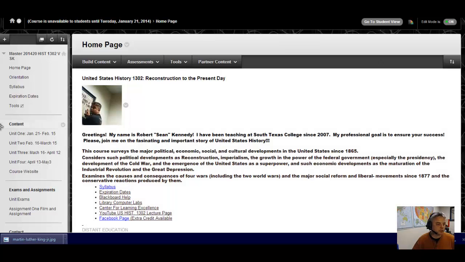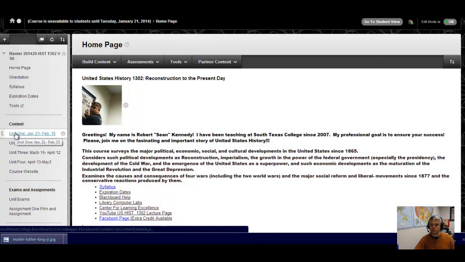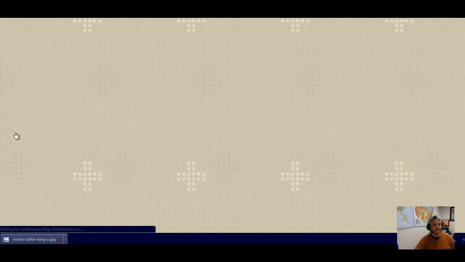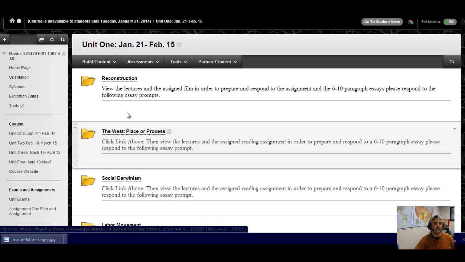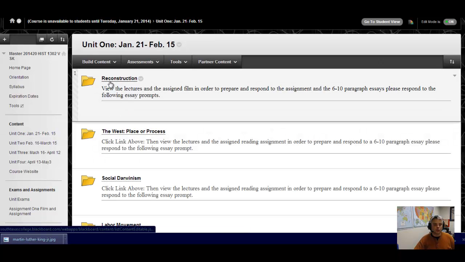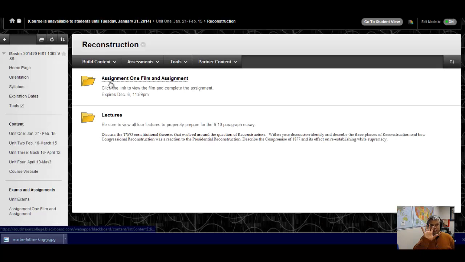Okay, the first thing you want to do is, we'll just use Unit 1, but it all applies the same way. So let's go to Unit 1, January 21st to February 15th. And let's go to Reconstruction. Now, Reconstruction is a little bit weird because it has an assignment associated with it. It's the only one that has an assignment associated with it. So there's a film to watch with some questions to respond to as you're watching the film.